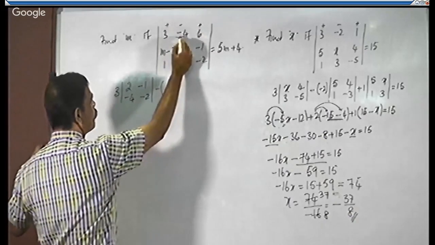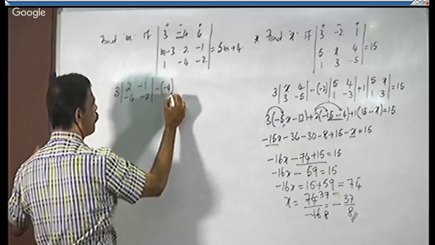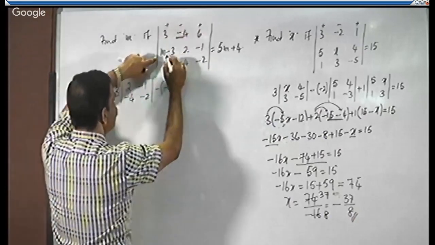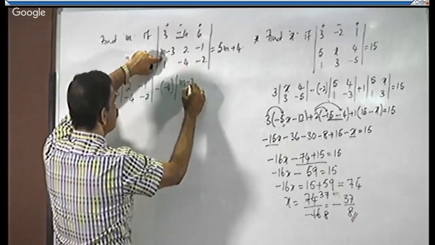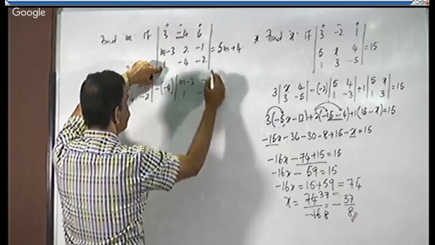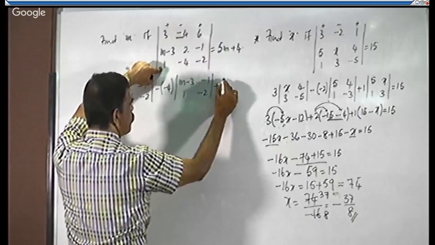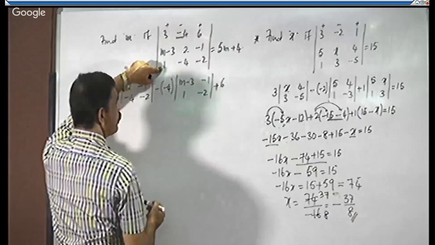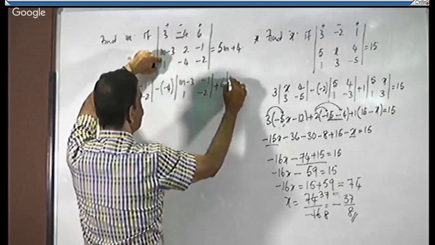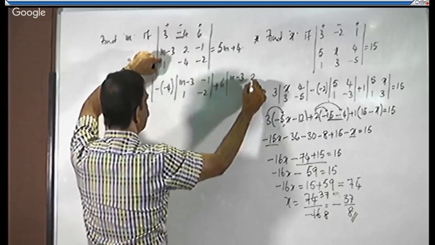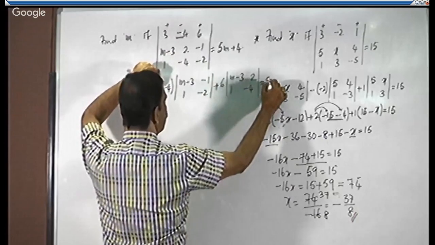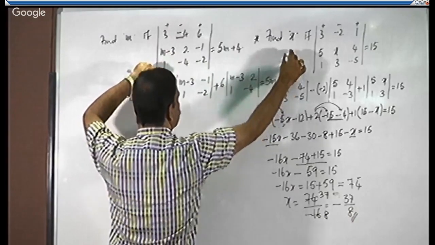The second element is what? Minus 4. Minus 4 into, leave the corresponding column and corresponding row. Remaining elements are what? m minus 3, minus 1, 1, minus 2. Plus, standard symbol plus, into the third element of the first row, 6 into, leave the column and row. Remaining elements are m minus 3, 2, 1, minus 4, which is equal to what? 5m plus 4.